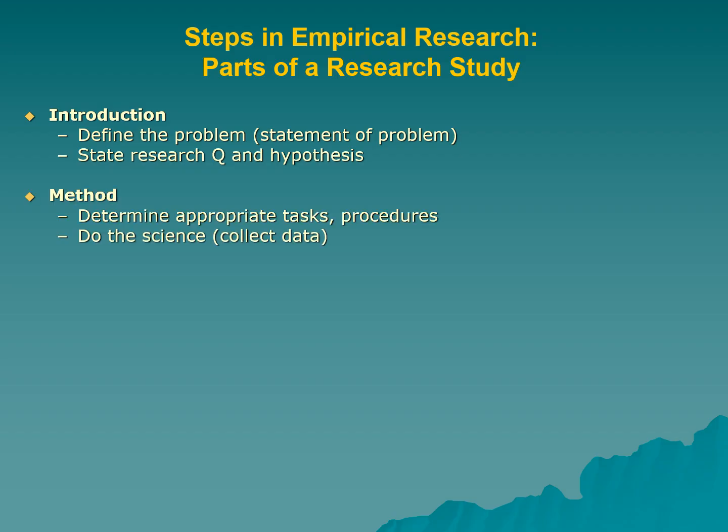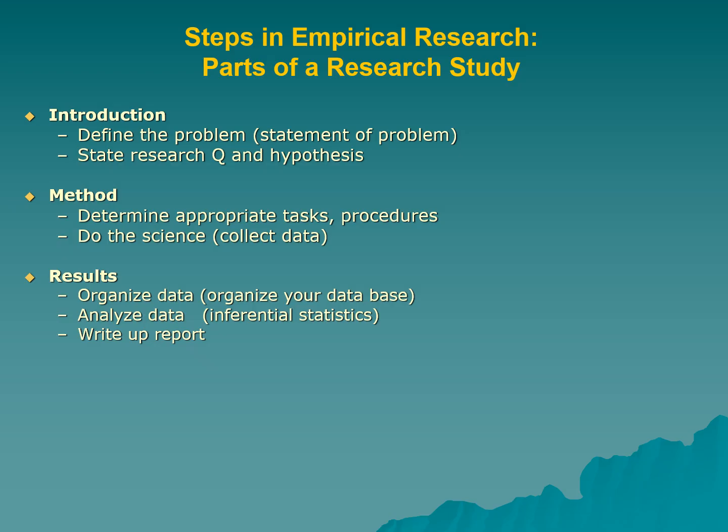The second portion is method. In the method, you will describe what tasks you will do and what procedures. You basically do your science and collect data. The third portion is results. In the results, you organize your data and create your database. You analyze your data. You may even run some stats and get some inferential implications. And then you would organize your results in a table or on a graph.